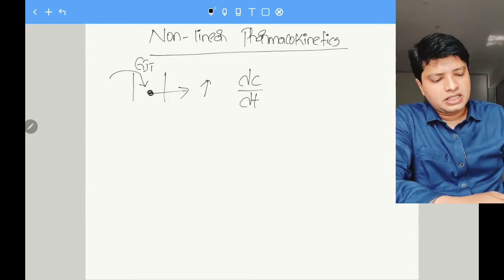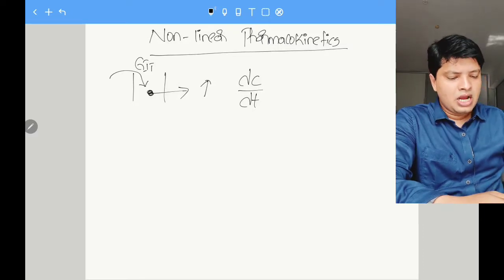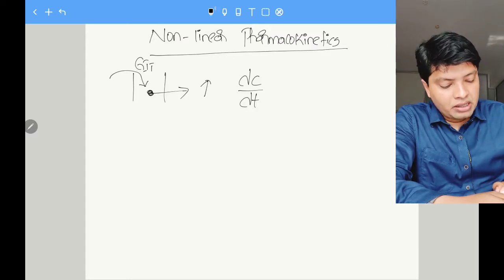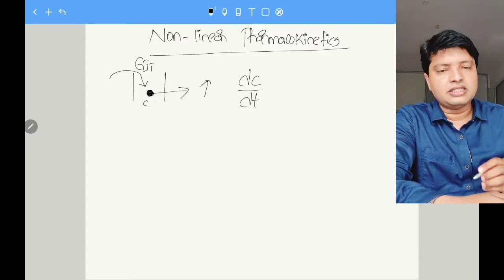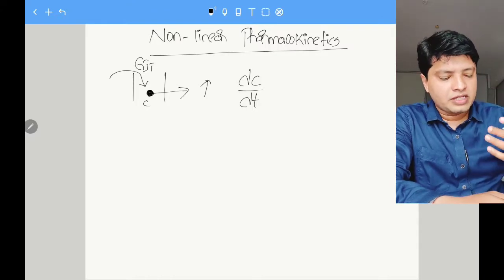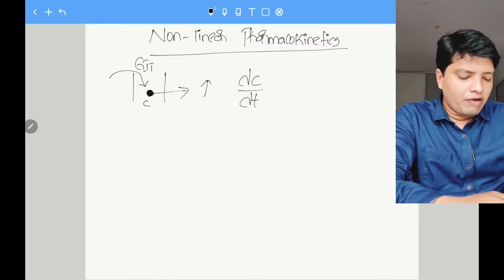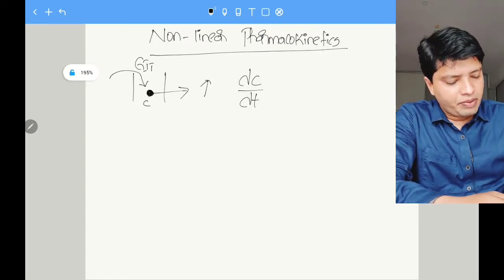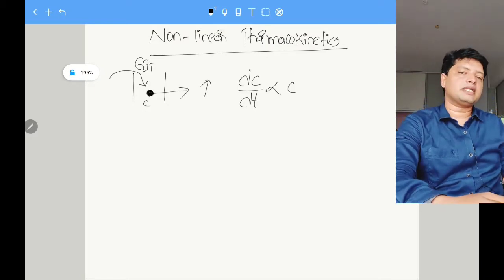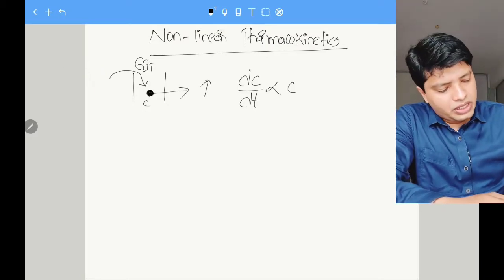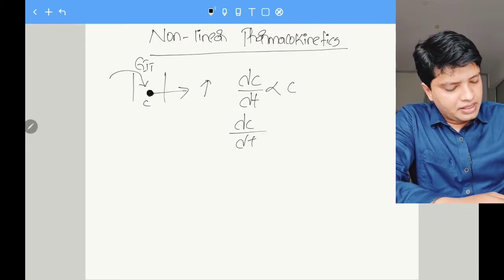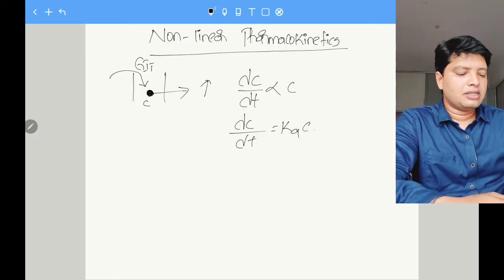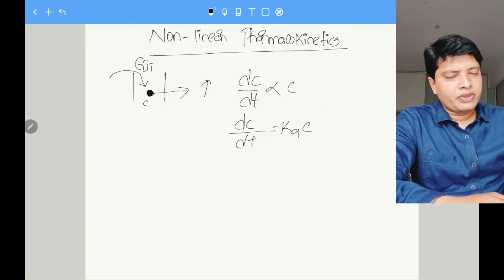Now that change in plasma concentration, dC by dt, indicates the change in plasma concentration. Now this change in plasma concentration is dependent on what? It is dependent on the concentration of drug present in the GIT. If more concentration of drug is present in the GIT, more drug will absorb and more change in plasma concentration can be seen. So it is directly proportional to the concentration of drug present in the GIT. If you take the proportionality constant, you will get some constant, because in case it is absorption, I will take it as the absorption rate constant and the concentration of drug in the GIT.